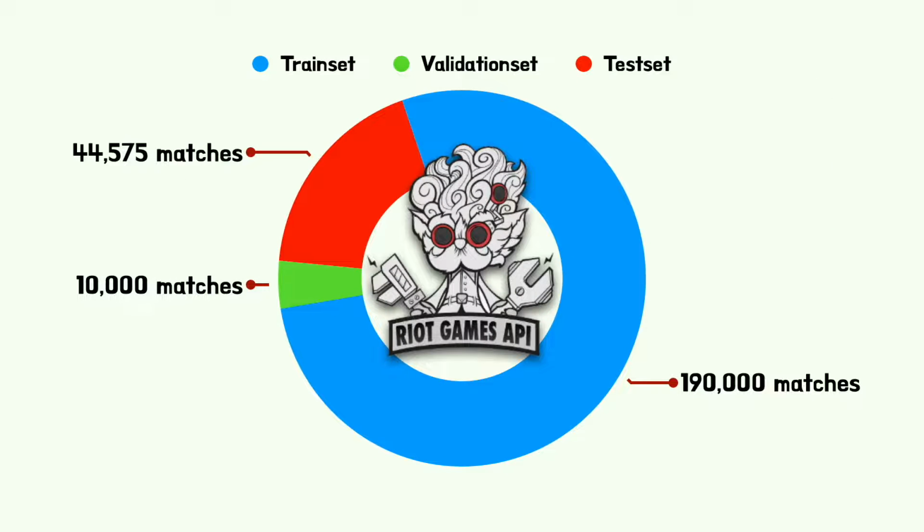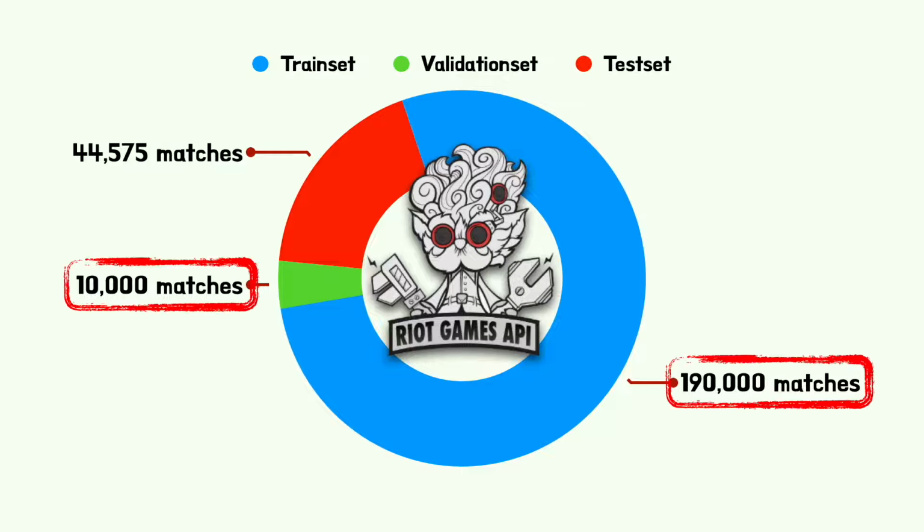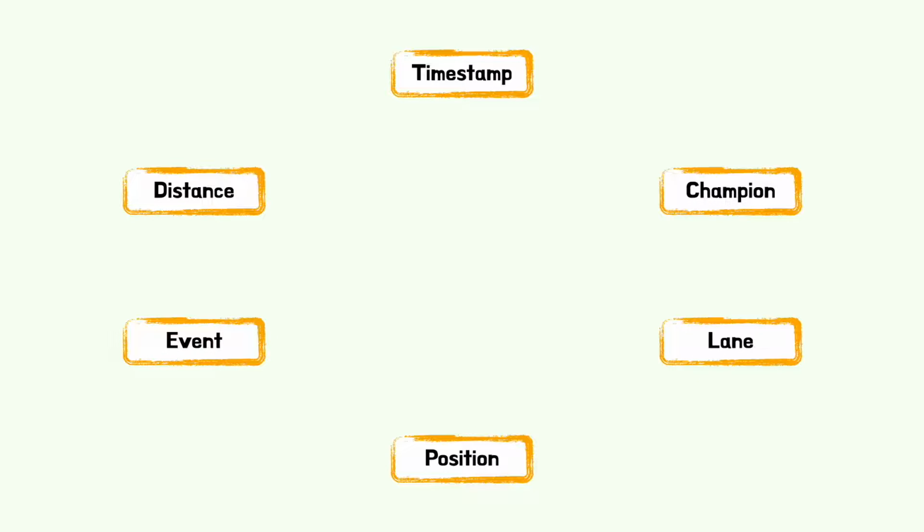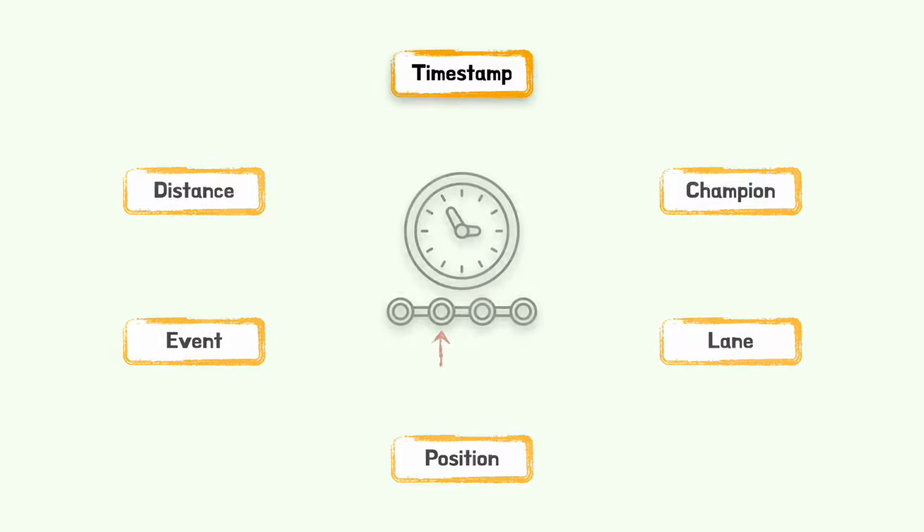To conduct an experiment, we collected more than 240,000 League of Legends match data using Riot API. We used the 200,000 matches for training and validation, and the rest of the data was used to build a test set. From the match data, we set up 6 features.